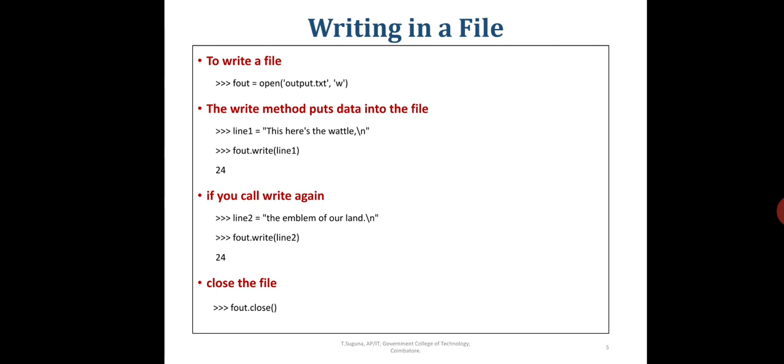The write method puts data into the file. Line 1 is equal to this, here's the pattern. Then we are printing the line using the fout statement, fout.write(line1). Suppose you use the next write statement, then this will append and write the content in the next line. That is, it appends the content into the next line. The 24 represents the number of characters written into the file.